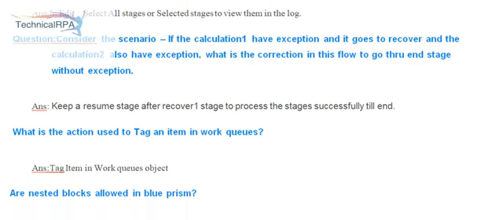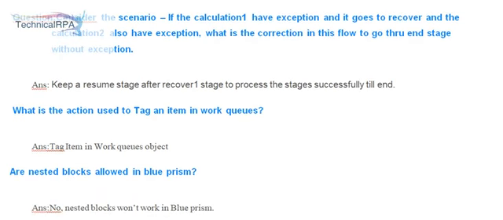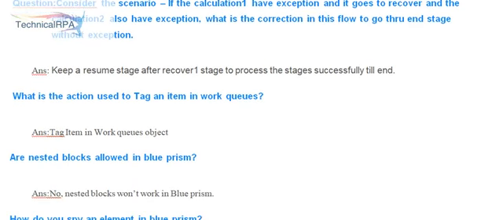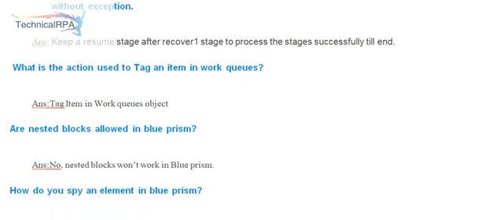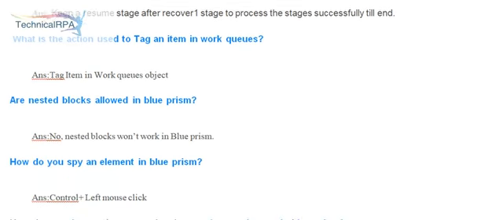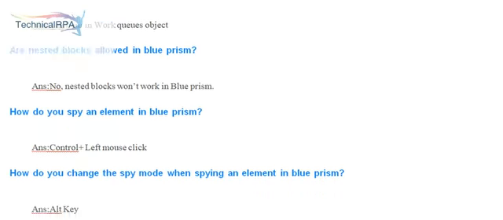What is the action used to tag an item in work queues? Tag item in work queues object. Are nested blocks allowed in Blue Prism? No, nested blocks won't work in Blue Prism.